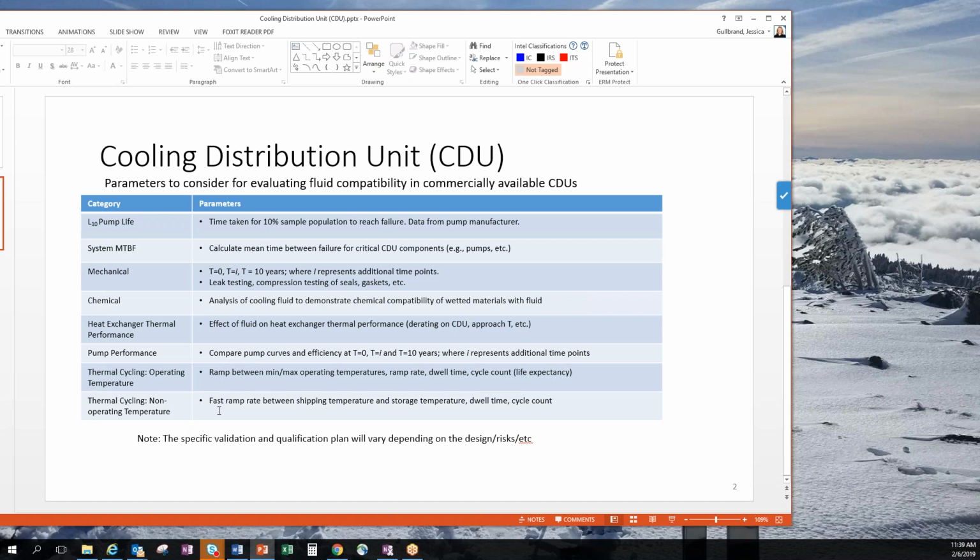And again, depending upon what the CDU looks like, it's hard to come up with some specific test that needs to be done for all CDUs being considered, because the type of test that you do should depend upon the CDU design and the cooling fluid that you have chosen.